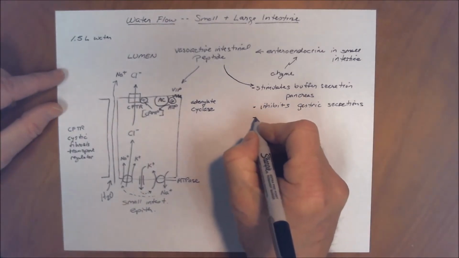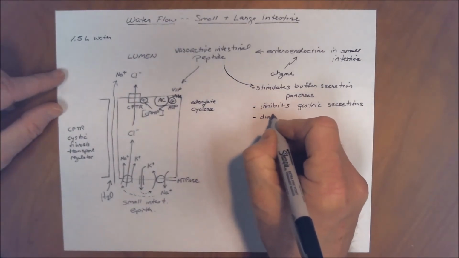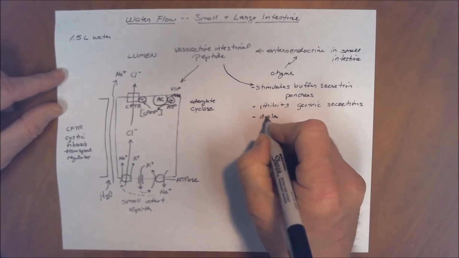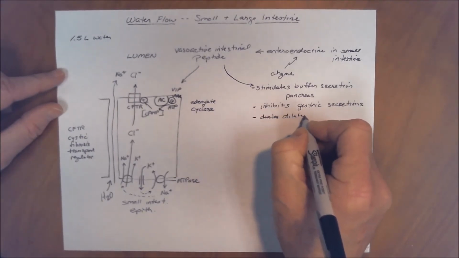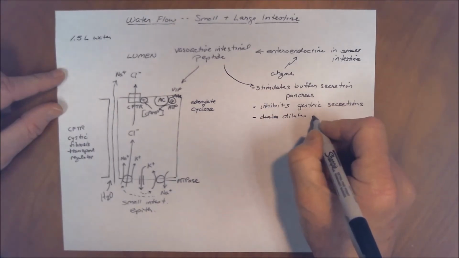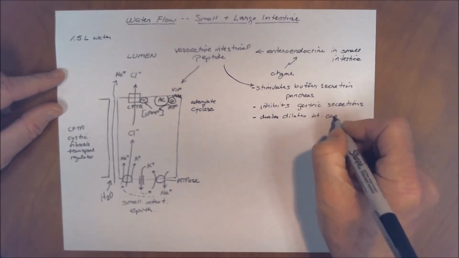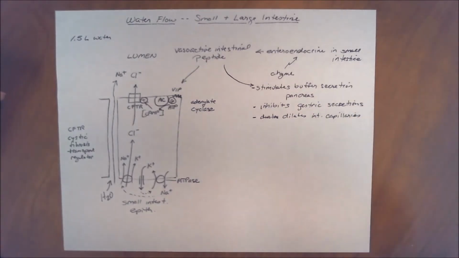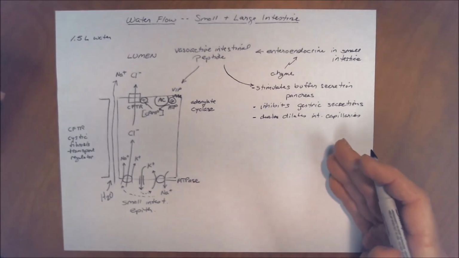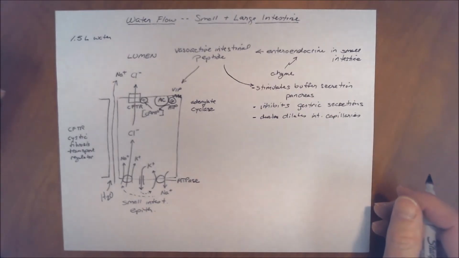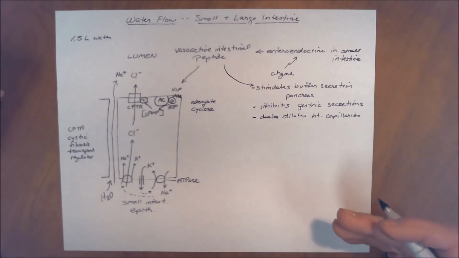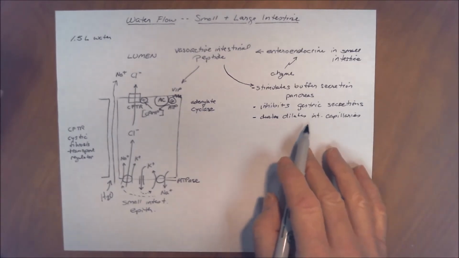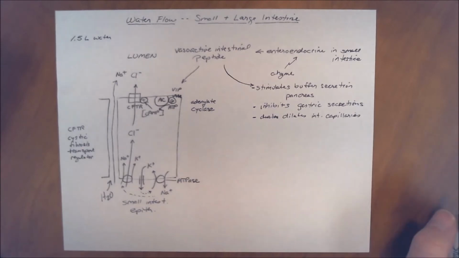The final thing that VIP does is it dilates intestinal capillaries. Again, this makes logical sense because now we have the digestive material in the lumen of the intestine. It's being processed and absorbed into the body. And so let's dilate the capillaries so that we have sufficient flow of nutrients from the intestine to the rest of the body.